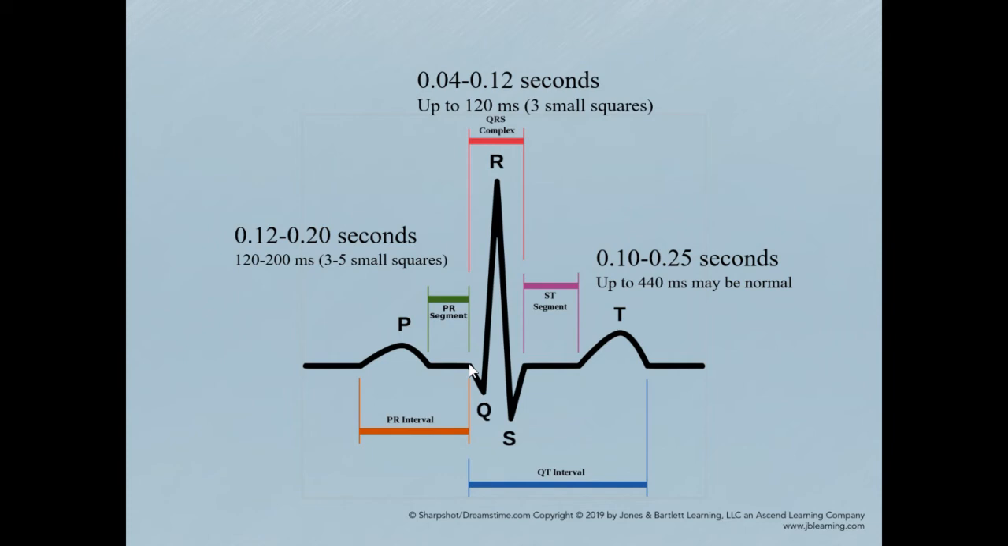And then we have our ST segment and our QT interval, and that could be 0.10 all the way up to 0.25, and up to 440 milliseconds may actually be considered normal, dependent upon your patient.